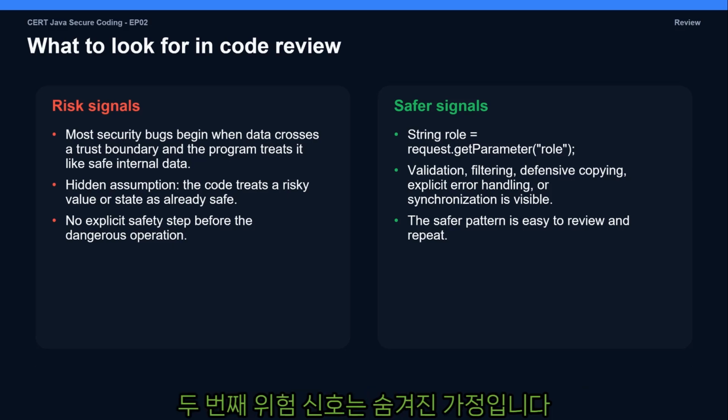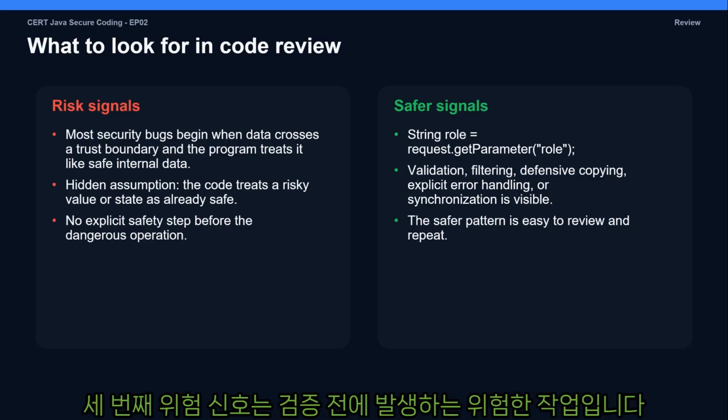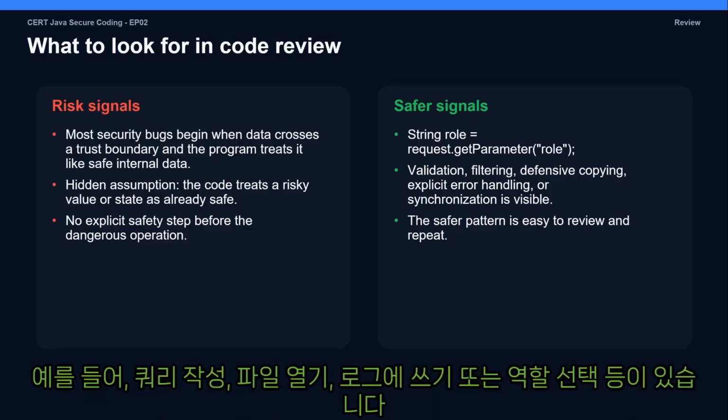The second risk signal is a hidden assumption. The code treats a value as safe, but there is no visible safety step. The third risk signal is a dangerous operation happening before validation. For example, building a query, opening a file, writing to a log, or selecting a role.